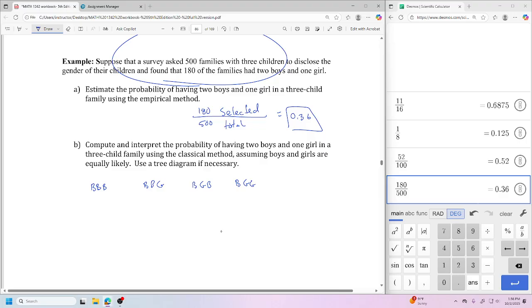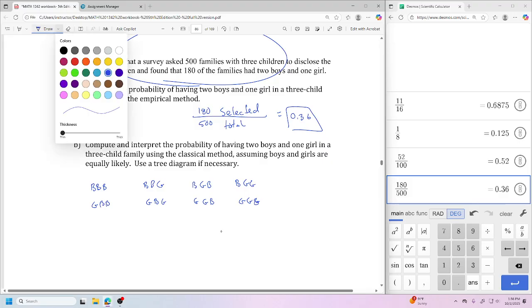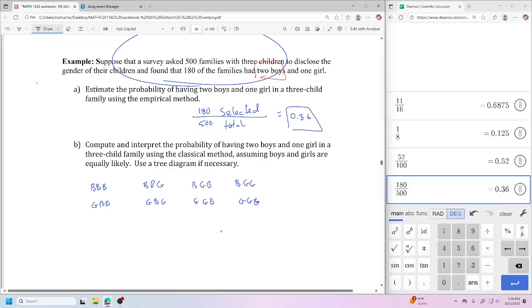Let me keep going to the next slide. So then we got girl, boy, boy, girl, boy, girl, girl, girl, boy, girl, girl, girl. And they're asking, what's the probability of two boys, one girl? Two boys, one girl? Do I see another one? Is there anything else? Is that it? Yeah, B right there. You're right. There it is. I can't read my own handwriting.